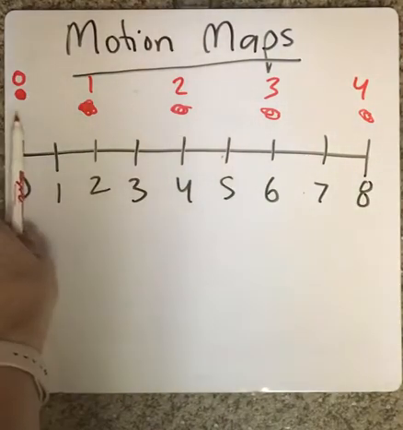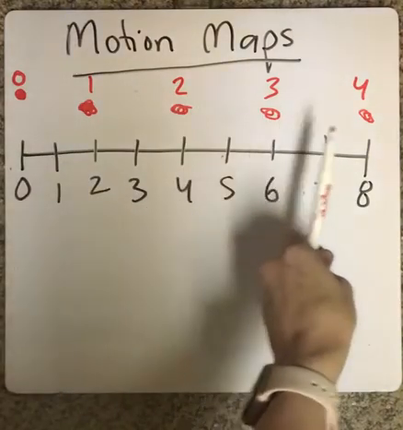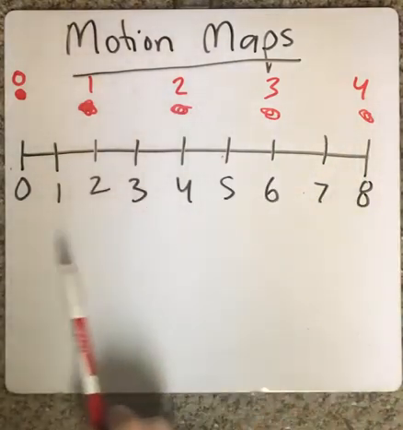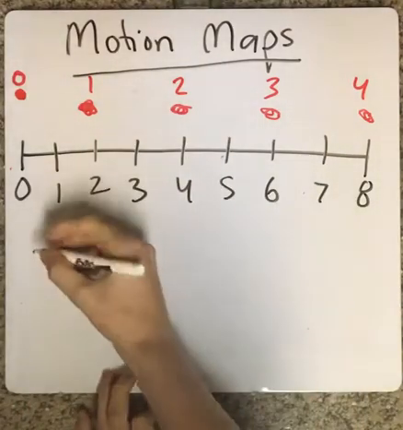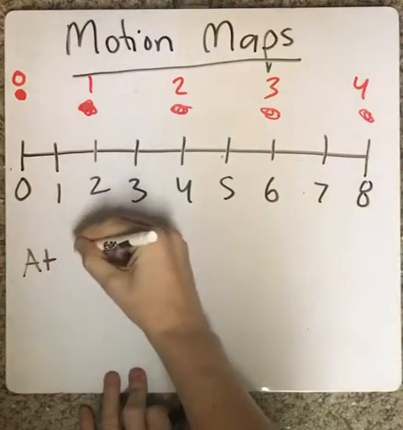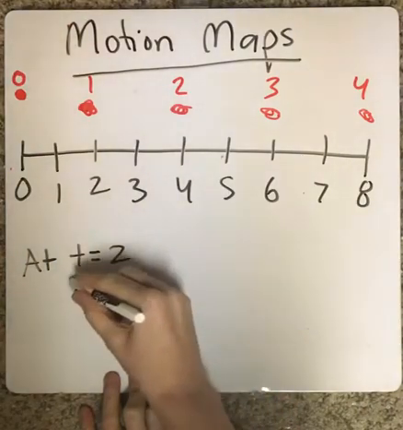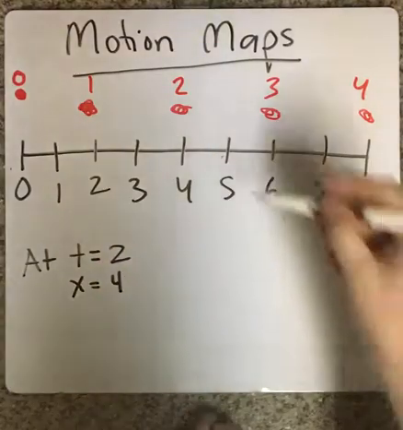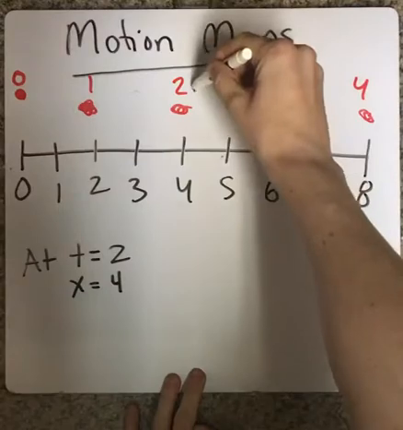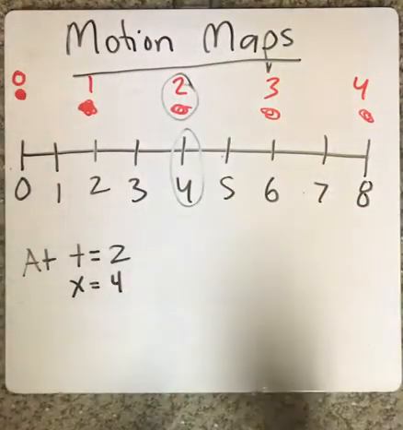Again, the numbers with the dot represent the time, and the black axis underneath represents the position. So I could say at time equals 2, position equals 4. And I can see that if I look at my number 2 dot, it lines up with position 4 on my scale.